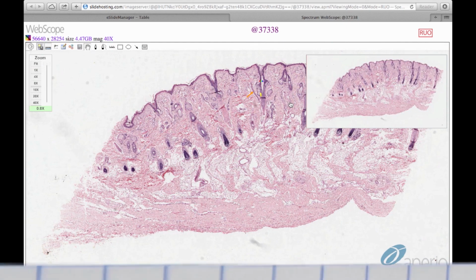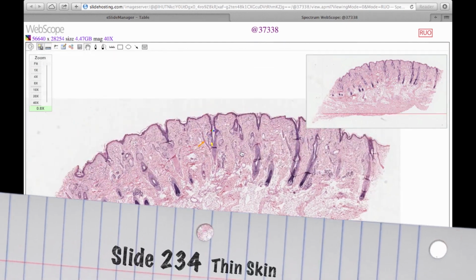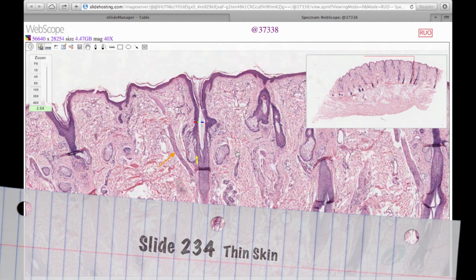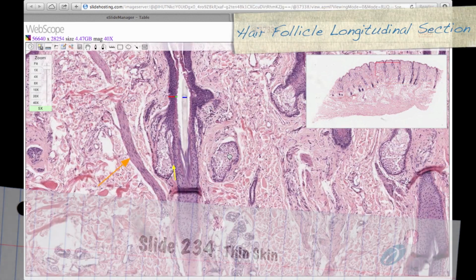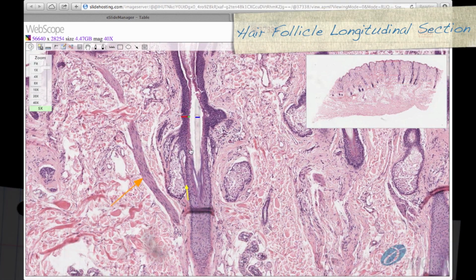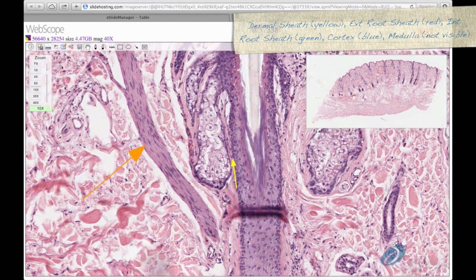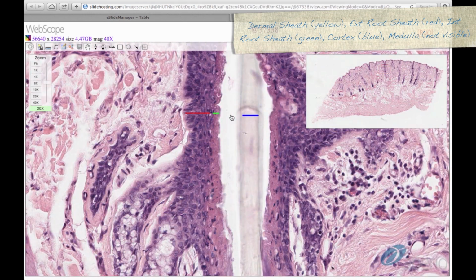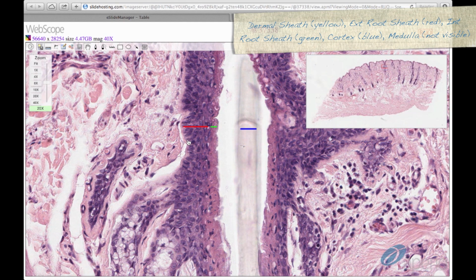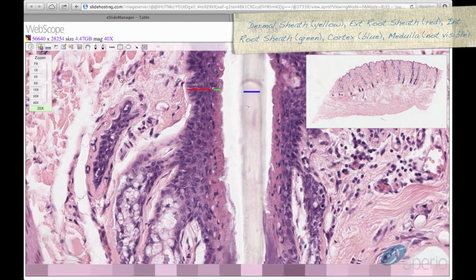We're now looking at slide 234, which is a different section of thin skin. Here, you can see a longitudinal section of a hair follicle. The dermal sheath is indicated by the yellow arrow. The external root sheath can be seen spanning the red line, and the internal root sheath is spanning the green line. Lastly, the cortex is indicated by the blue line. Because none of these hairs were sectioned down the middle, you won't be able to visualize the medulla.